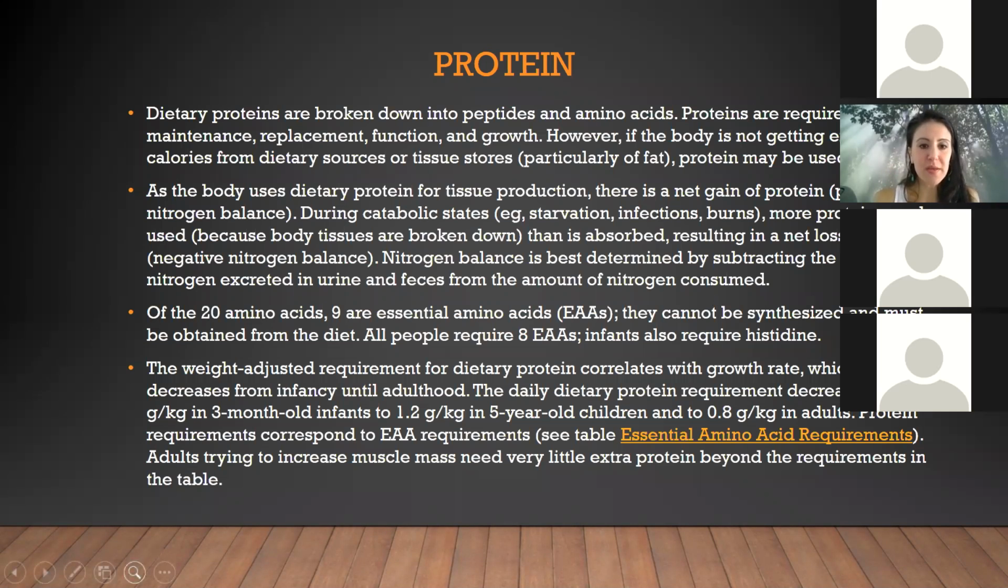So there's 20 amino acids. That's what makes up a protein. 9 are essential amino acids. They cannot be synthesized. They can't be created in the body. And so they have to be obtained from the diet. All right. What else? We'll go over protein needs a little bit more down the line in this seminar. And you'll be surprised at how little you need.